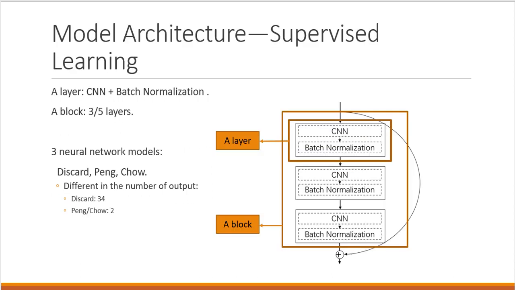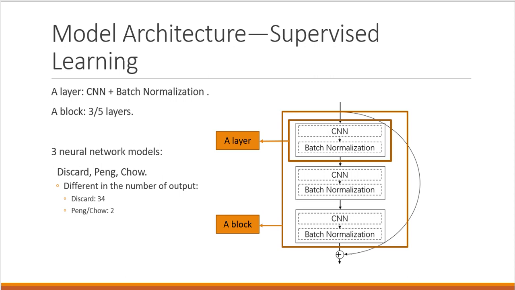Okay, now I'll go into the model architecture. The model we used is a basic CNN architecture. Each CNN operation followed by a batch normalization is taken as a layer, and every 3 or 5 such layers together with a residual connection make up a block. The blocks are then stacked to form our final model. The details of a block are shown in this figure.